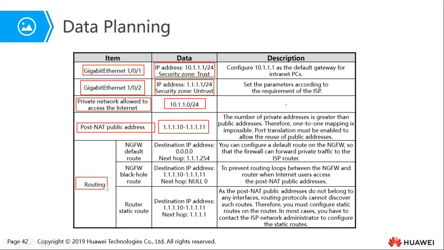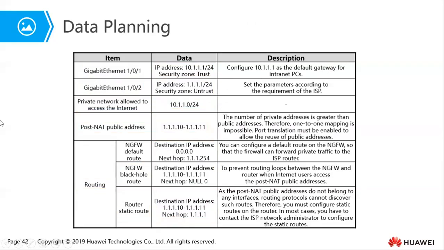Then we are also supposed to create routing. For example, we create in the next generation firewall a static route to the internet, to the ISP router. We're also supposed to create a null route to avoid black holes and loops. We're also supposed to create a static route between that. So let's do that.